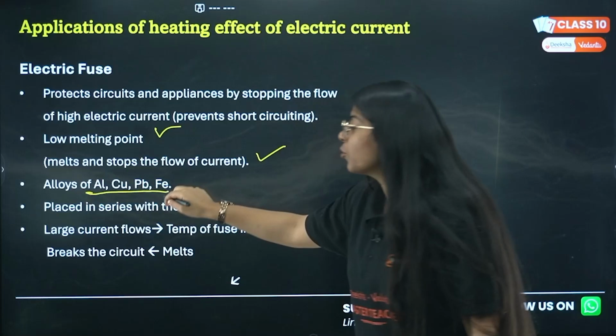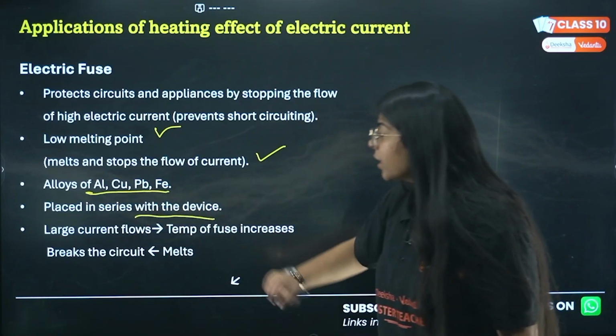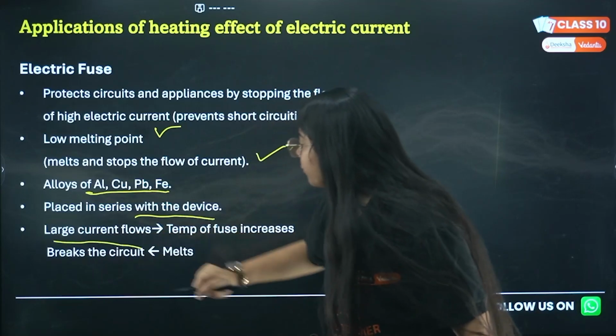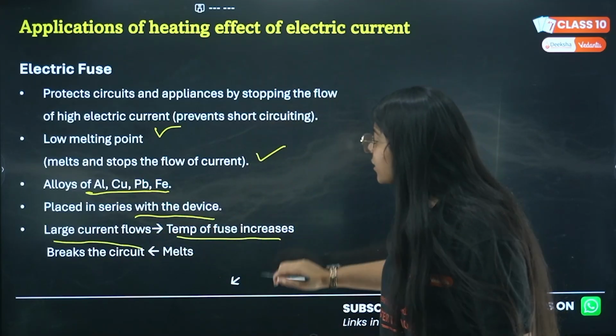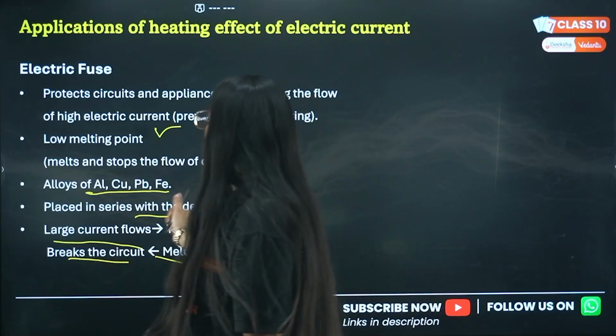Made of alloys of aluminium, copper, lead and iron. Correct? Then placed in series with the device. What happens? Large current flows, the temperature of the fuse increases and it melts. It melts and breaks the circuit.